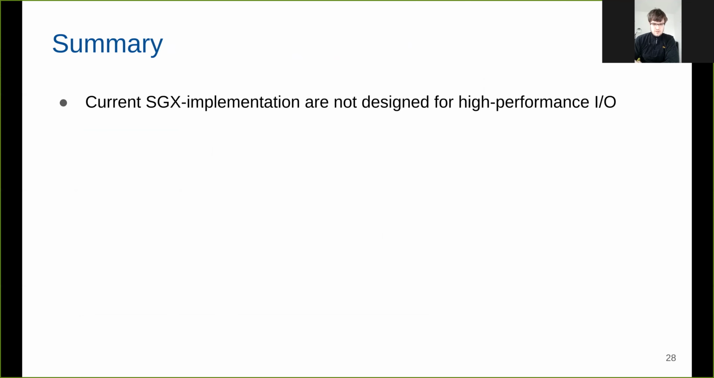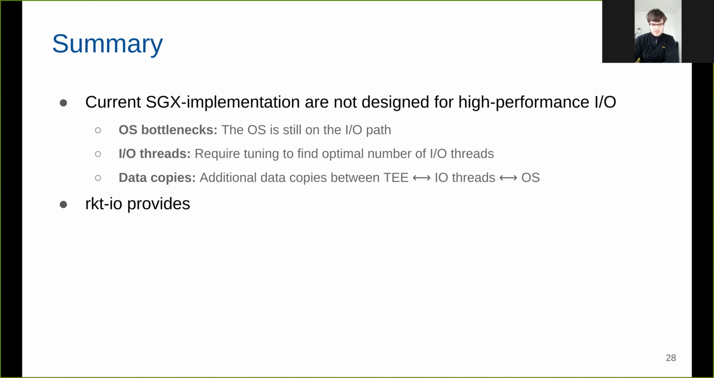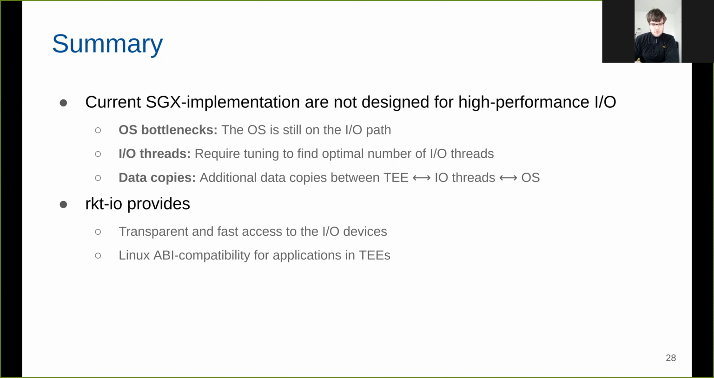What we've seen today is that current SGX implementations are not designed for high performance. They still have the operating system as a bottleneck. They need I/O threads that need to be tuned. They have additional data copies between the trusted execution environment and I/O threads on the host operating system. rkt-io, on the other hand, provides fast and direct access to I/O devices. We can maintain Linux API compatibility for existing applications.